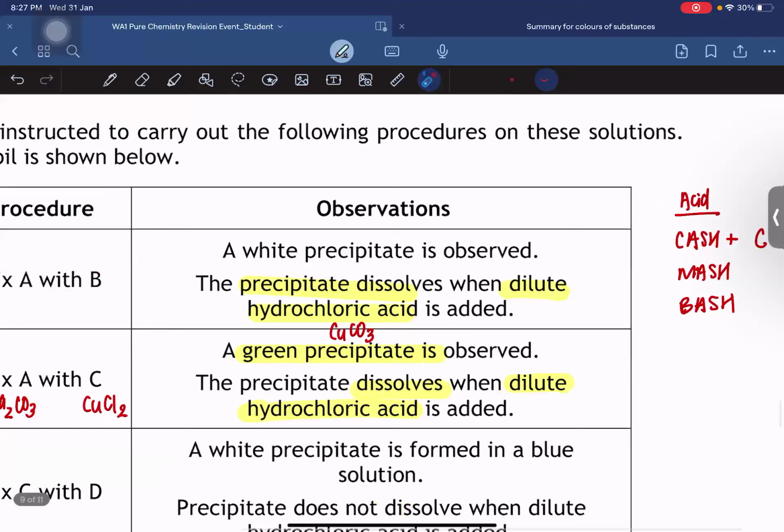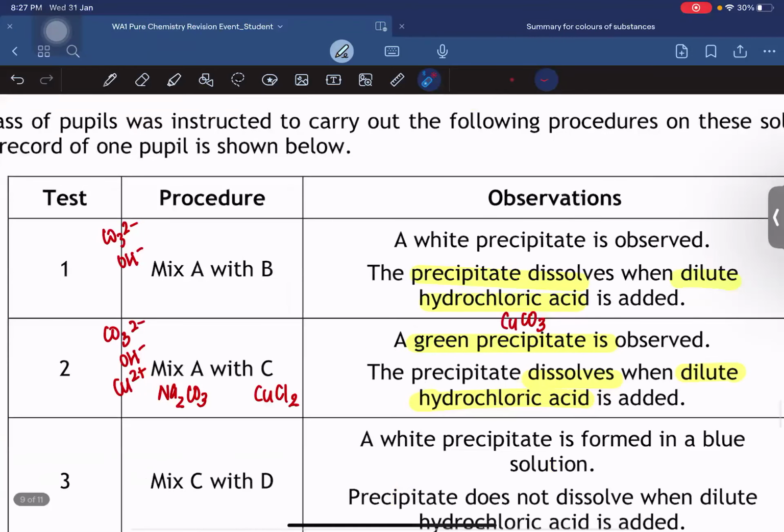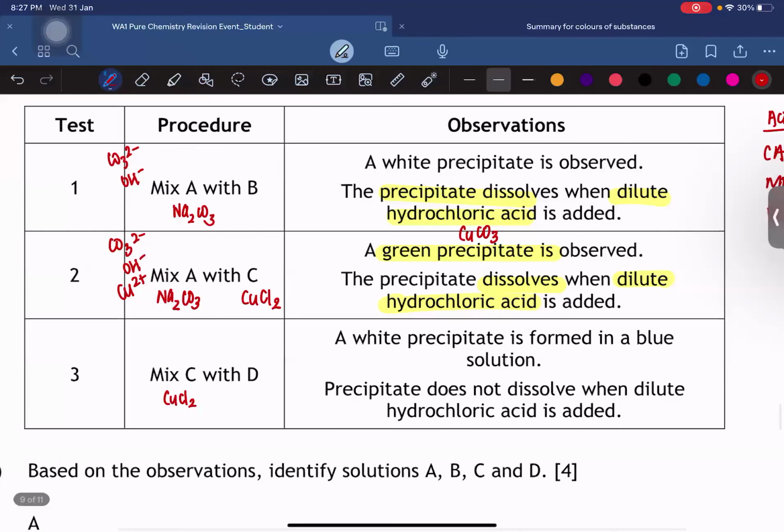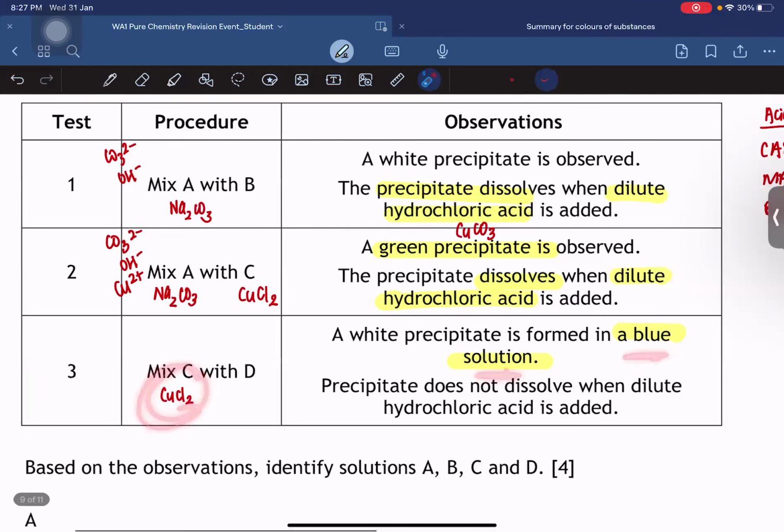Okay, guys. So we know our A, we know our C. Let's take a look at D right now. C and D. Let's see if we can find something from there. It says here, a white precipitate is formed in a blue solution. This one is quite obvious already, right? Who gives the blue solution? Copper. So the copper chloride is responsible for your blue solution. This also tells you that your copper 2 chloride is in excess. That's why there is a blue solution remaining.